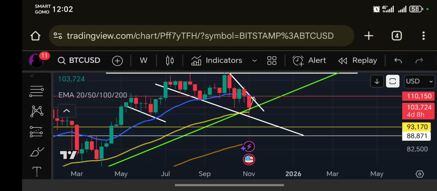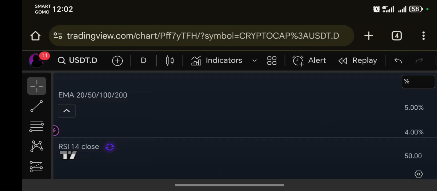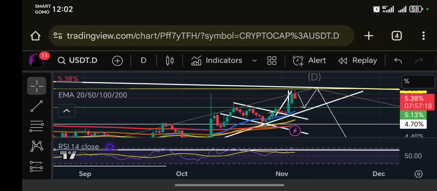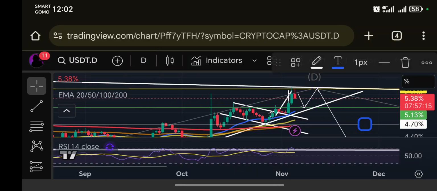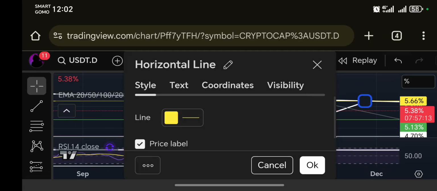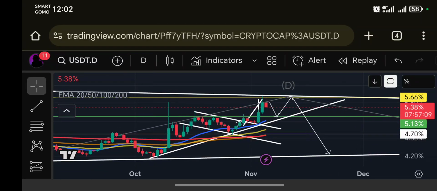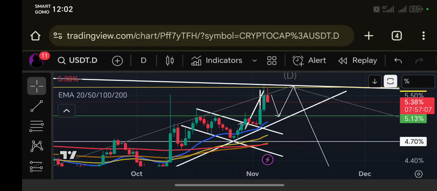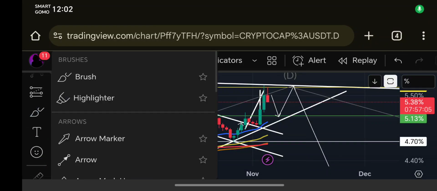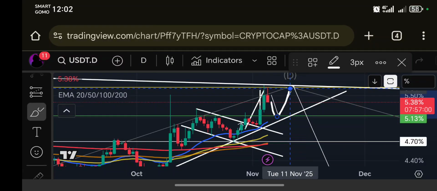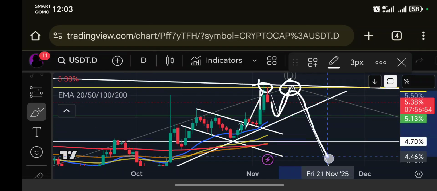Okay, that's for Bitcoin. Look at your US dollar dominance here. Just like I've said, this is rejected. This one is a clear rejection. I hope it goes like this, but the US dollar may bounce here. The question is, are we gonna hold this as a resistance? So we have to continue to go down here.